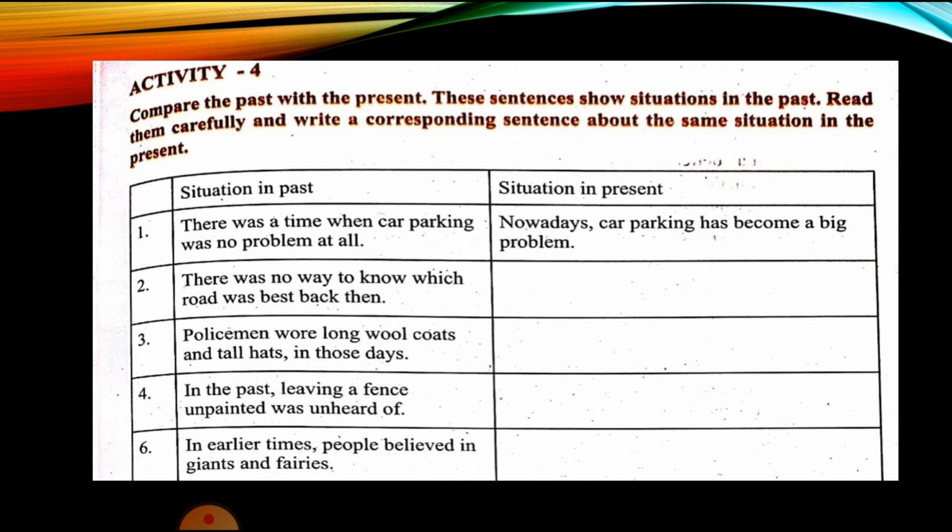And fourth one, in the past, leaving a fence unpainted was unheard of. And when we talk about the present, nowadays buildings hardly have fences. They have well painted compound walls. And in earlier times, people believed in giants and fairies. And in these days, people hardly believe in giants and fairies. So, this was about activity 4.